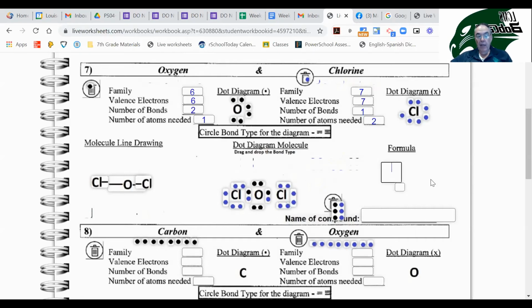The formula is 1 O, Cl, 2 chlorines. The name of the compound would be oxygen. We see the 2, so we write di, and then we say IDE on the second word. Oxygen dichloride.